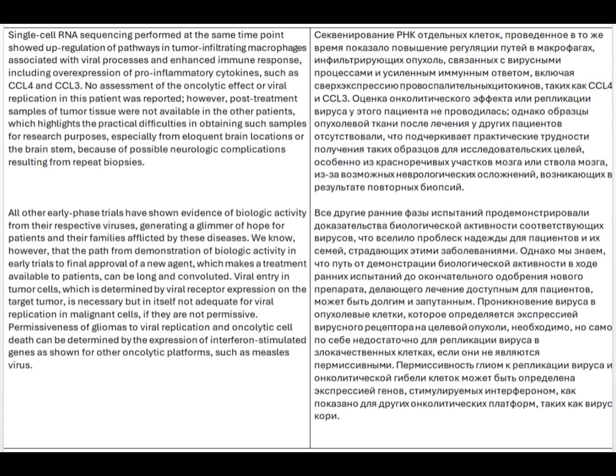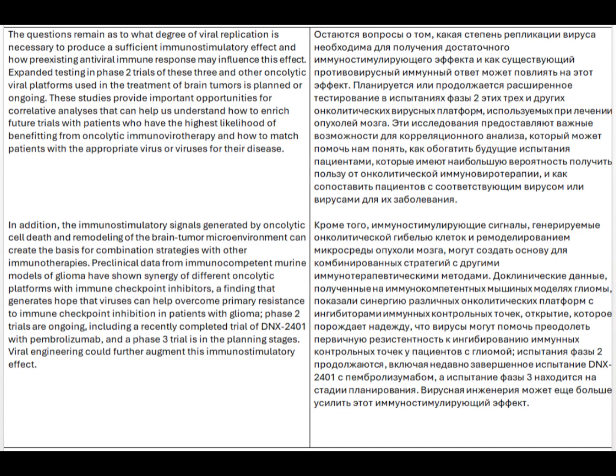Permissiveness of gliomas to viral replication and oncolytic cell death can be determined by the expression of interferon-stimulated genes, as shown for other oncolytic platforms, such as measles virus. The questions remain as to what degree of viral replication is necessary to produce a sufficient immunostimulatory effect, and how pre-existing antiviral immune response may influence this effect.